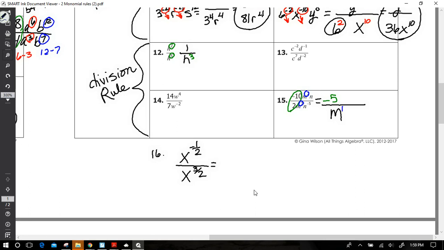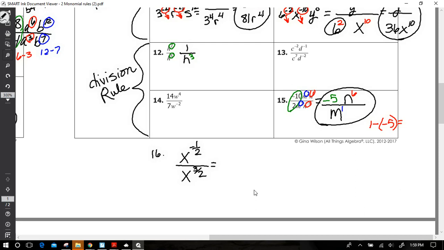And then for my n's, I have n to the first power and n to the negative 5 power. So positive 1 is bigger than negative 5. So the n will stay on top. And then this just requires me to think about for a second here. Okay, what is 1 minus negative 5? And the answer is 6. All right, the answer is 6. Got to remember those integer rules. And now I'm going to do 16.